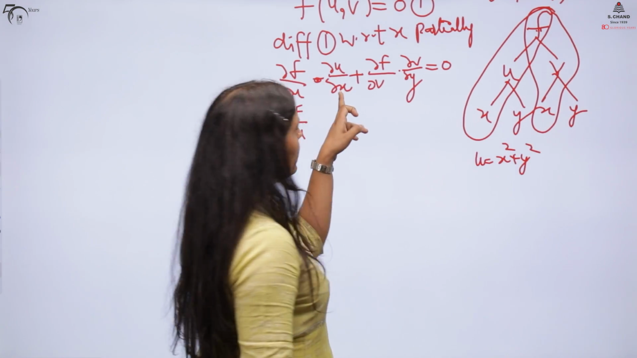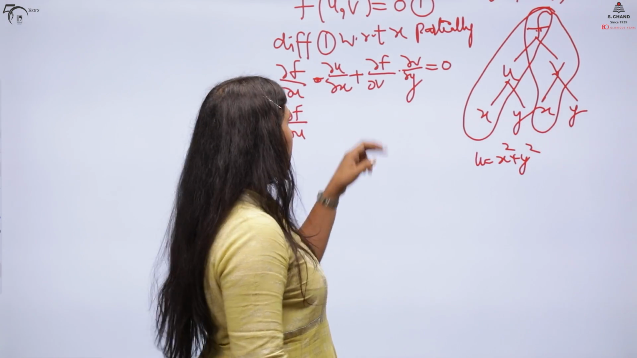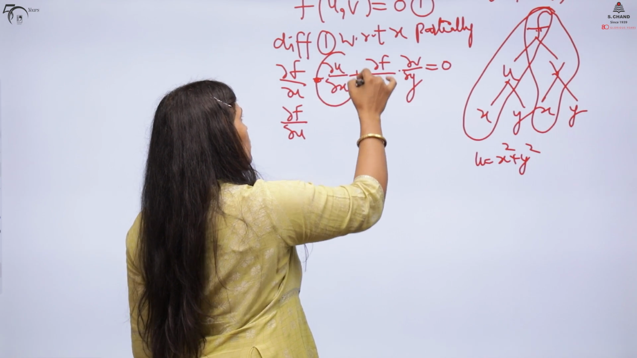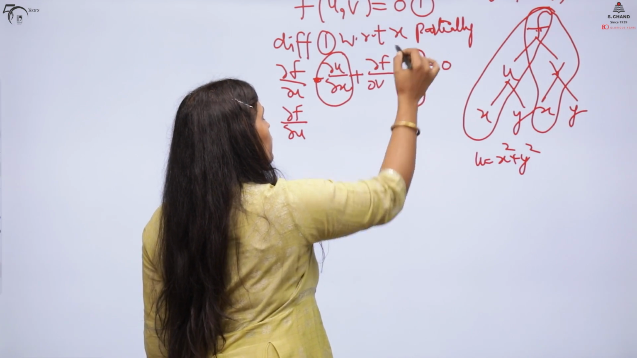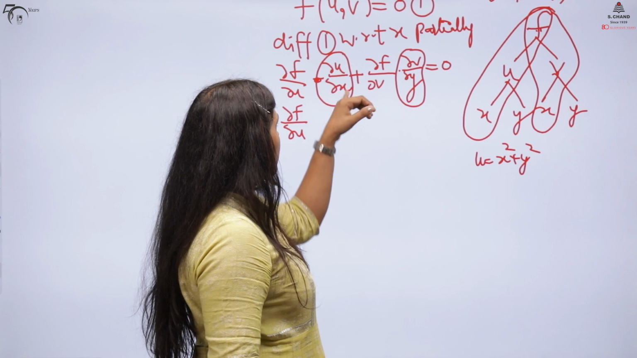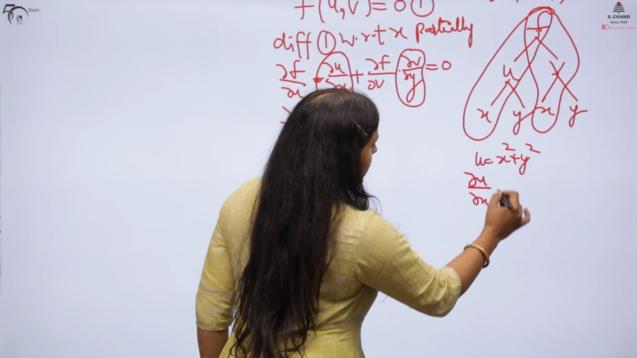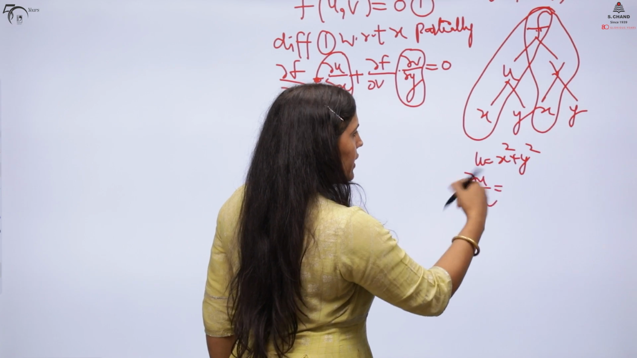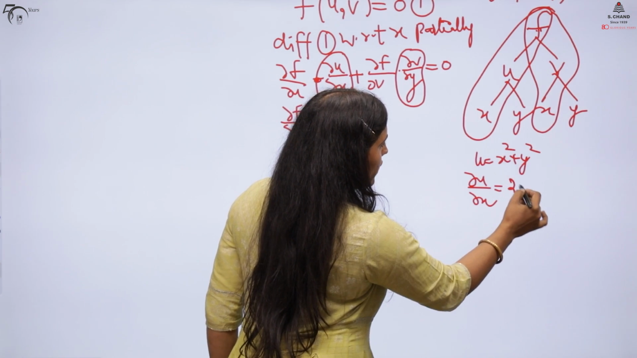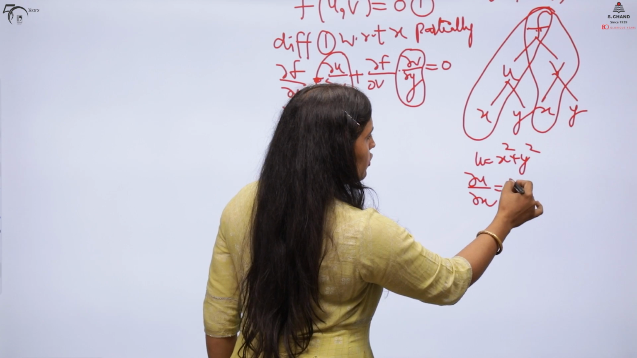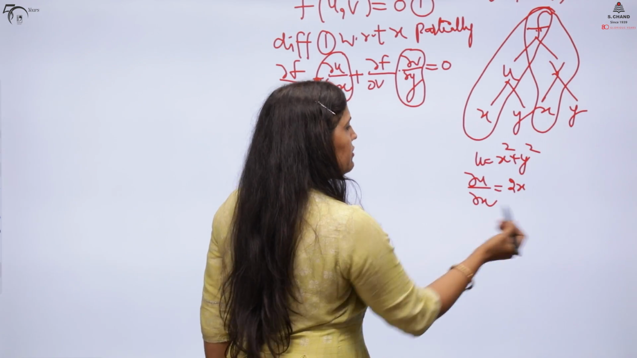So what will be del u by del x? I am filling the values here because these two values you can fill up, and you should write them before moving to the partial derivative with respect to y. So del u by del x: if you are doing it, it means x is variable, y is constant. So it is simply 2x, because the y derivative will be 0. So 2x plus 0, it means 2x only.